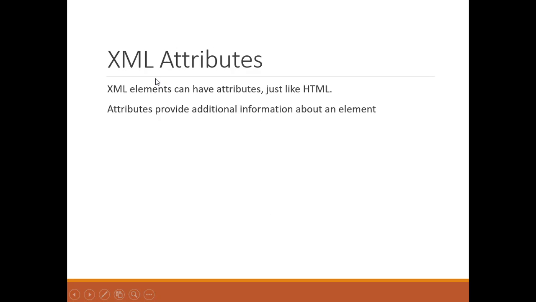XML attributes. XML elements have attributes, just like in HTML where you have attributes. Attributes provide additional information about an element. That's what they do. For example, let's say you have a book and the name of the book is maybe ABC. So you have a tag as name and an attribute of probably the name of that book, which is ABC.